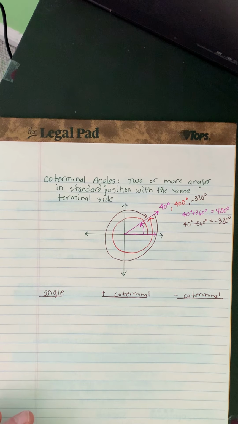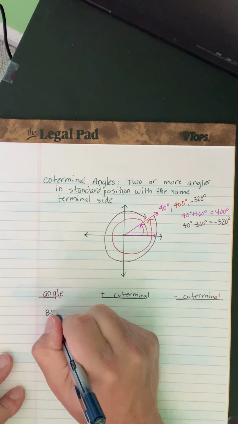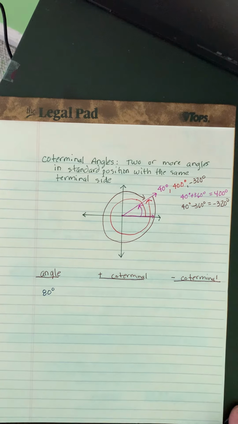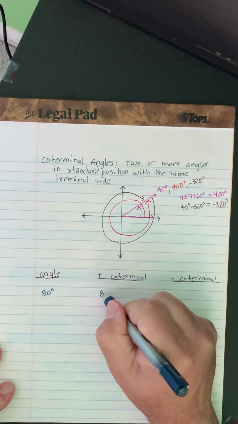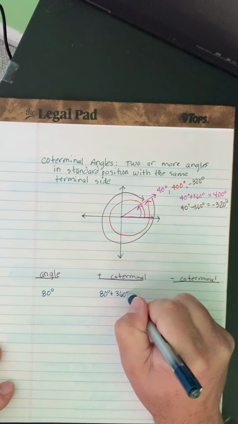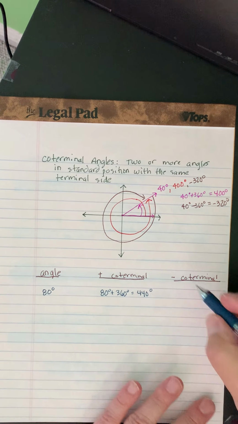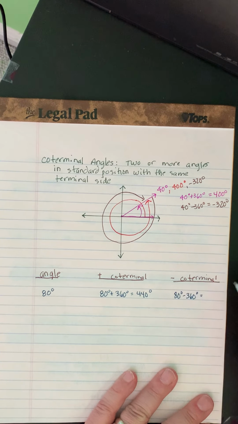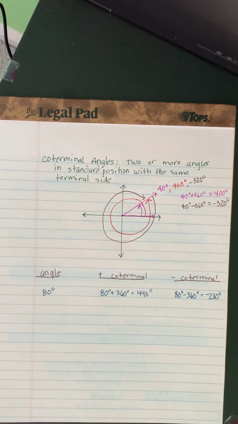So let's just start it out. Let's throw one out. 80 degrees. So if I'm starting with 80 degrees, I want a positive coterminal. Just exactly what it says. I want the angle to be positive and I want it to be coterminal with 80 degrees. Okay, so all I got to do is add 360 degrees. 80 plus 360, 440 degrees would be a coterminal angle, positive one. Now if I want the negative one, I subtract 360. That's going to give me negative 280 degrees. So those would be two answers.